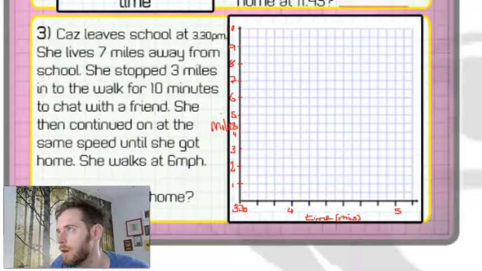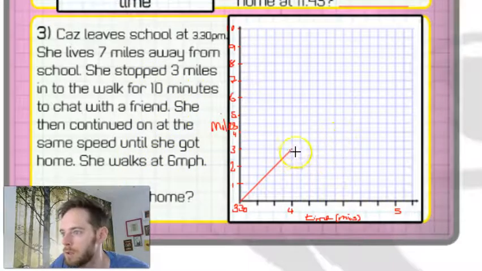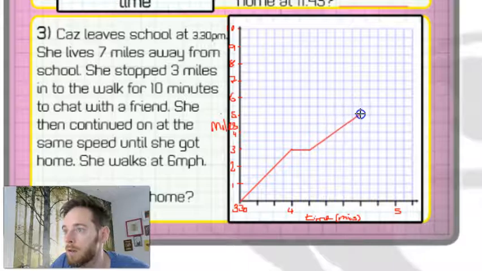So I'm going to draw that line on there, because that's the point where she stops. Then she stopped for 10 minutes, and that's easy to draw. We just have our scale here, remembering that each 2 squares is worth 10 minutes. And then she goes home, same speed, so every 10 minutes she's gone a mile. 10 minutes, another mile, another 10 minutes, another mile, until she gets home.